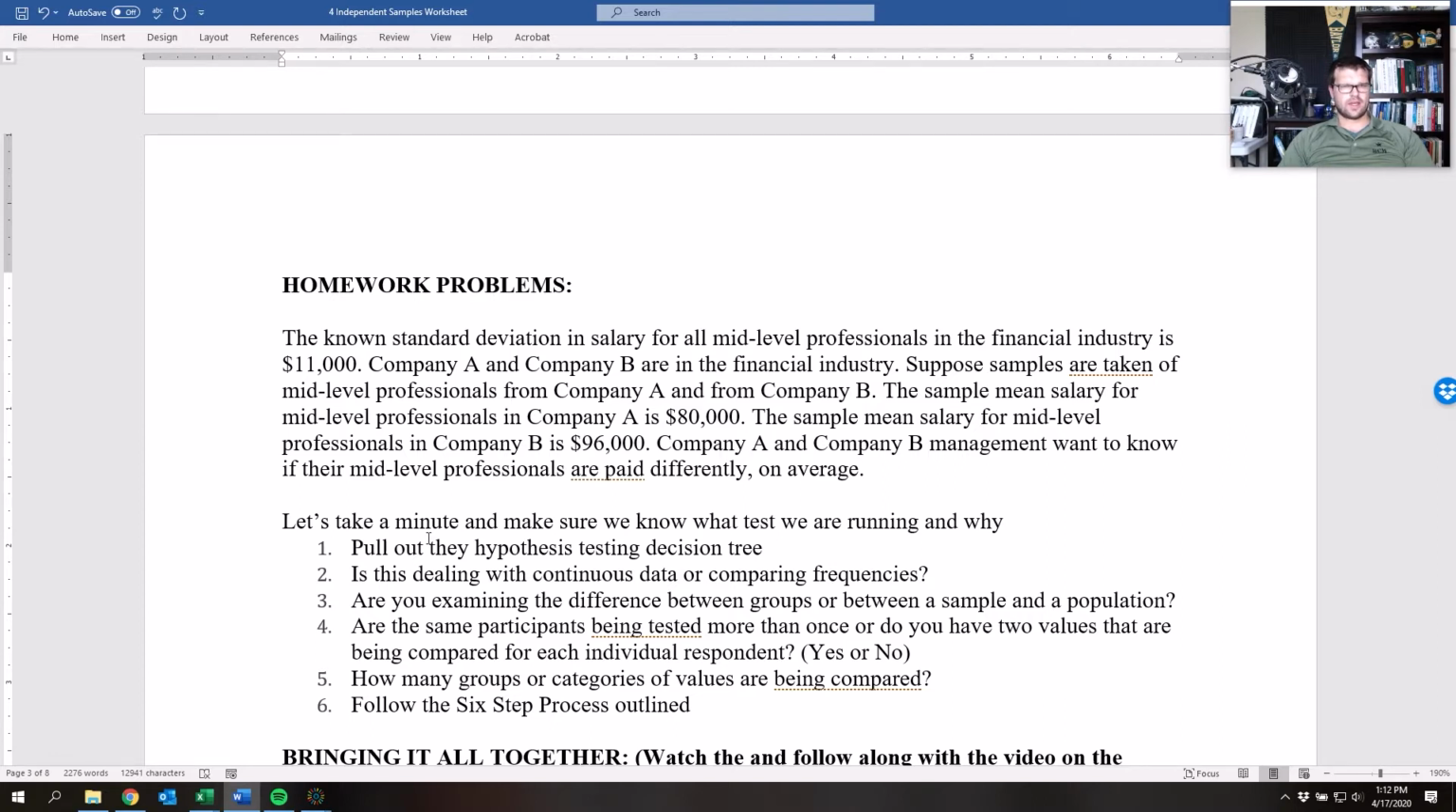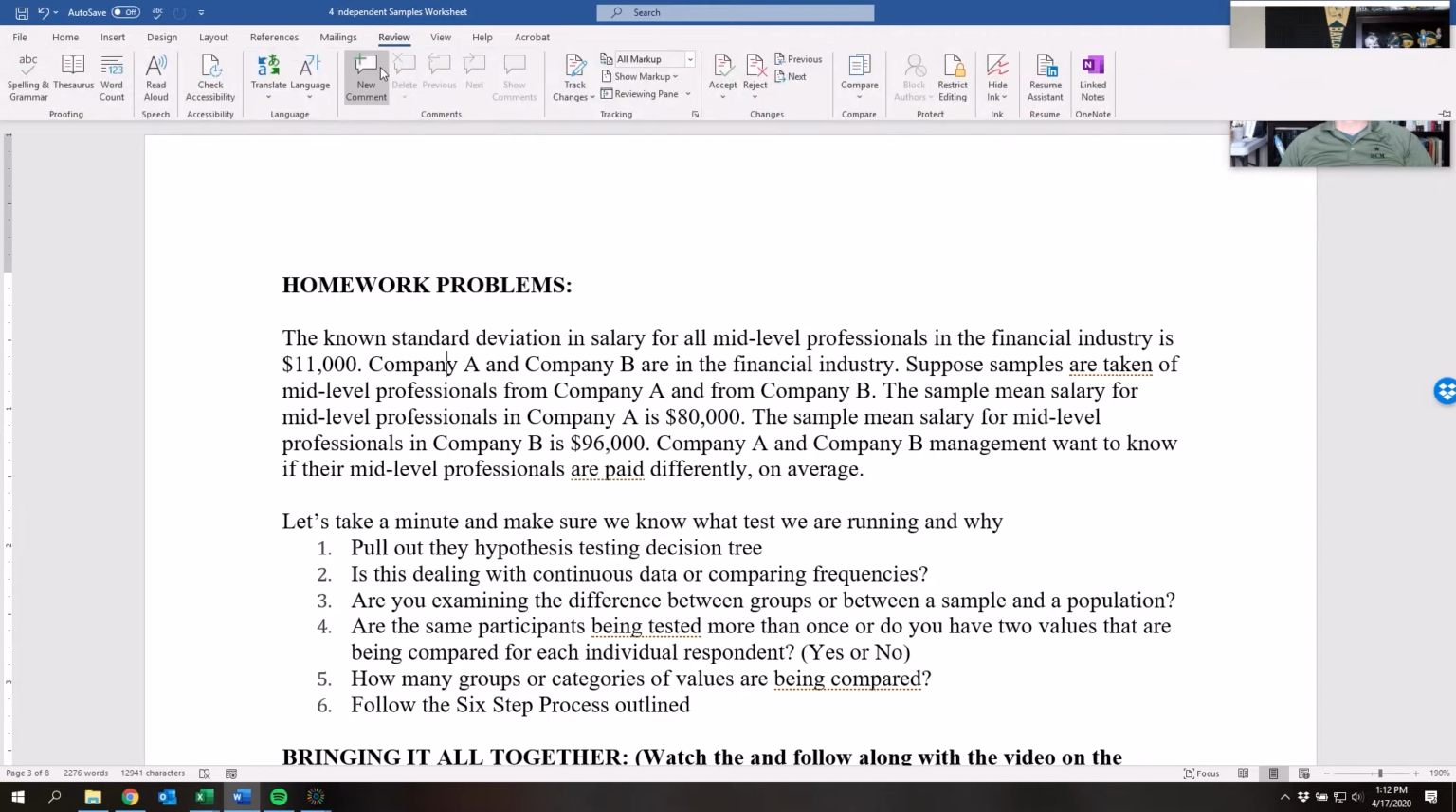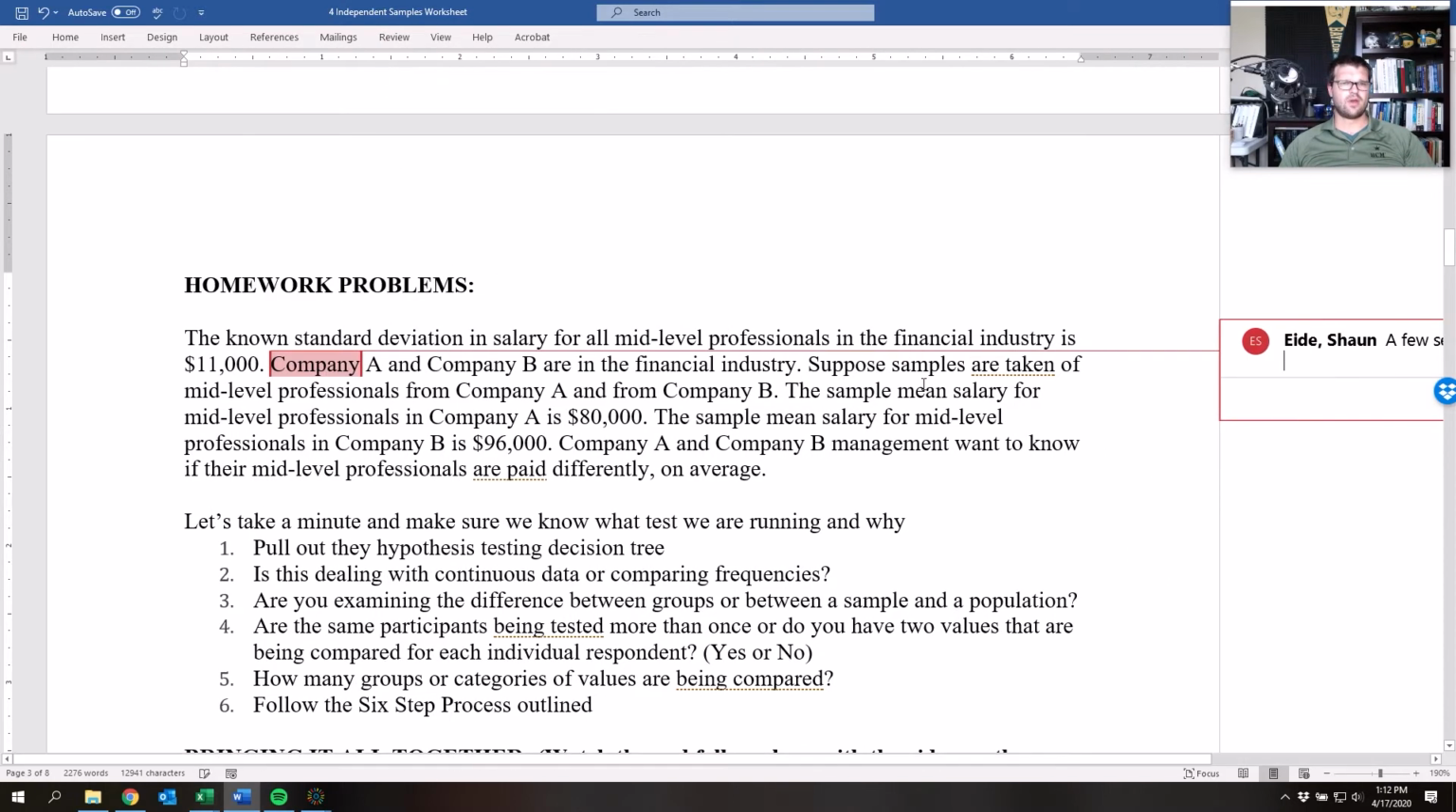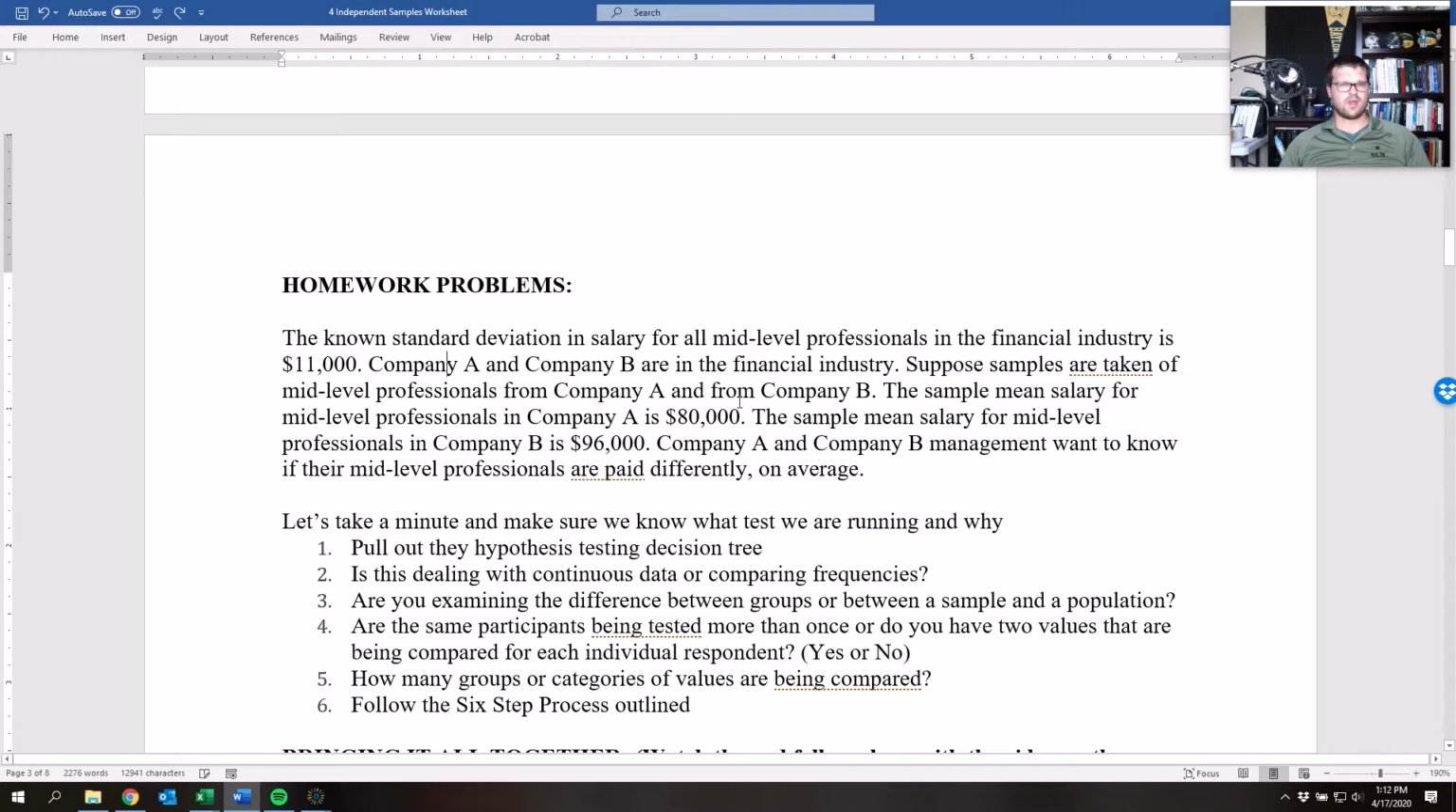And let's take a look at it. The known standard deviation in a salary for all mid-level professionals in the financial industry is $11,000. So what I like to do is, as I go through things, I like to make notes of what it is that I'm looking at. So I'm going to just make a few notes. The known standard deviation in the salary of mid-level professionals is $11,000.